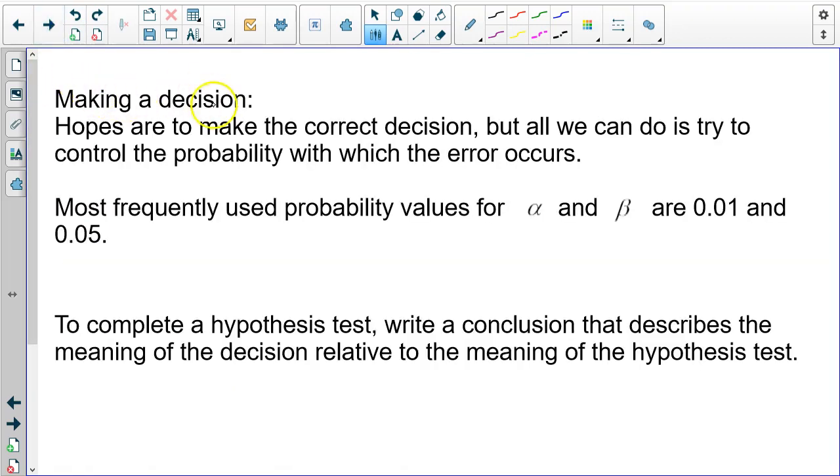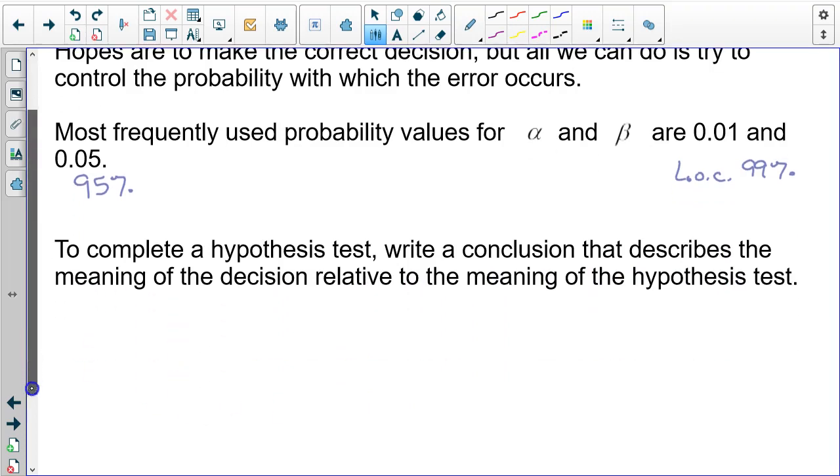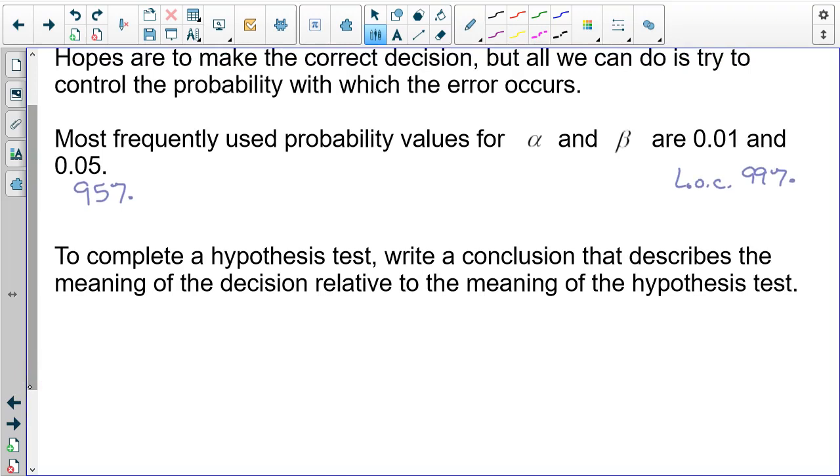A couple more things and we're done. Making a decision. Our hopes are to make the correct decision, but all we can do is try to control the probability with which the error occurs. There's always room for an error, right? So the most frequently used probability values for alpha and beta are 0.01 and 0.05. We try to keep those as small as possible because that's our probability of making the error, right? And that makes our level of confidence bigger, right? Because if alpha is 0.01, then our level of confidence is what? So they go hand in hand, okay? And then this one, it would be 95%. To complete a hypothesis test, you write a conclusion that describes the meaning of the decision relative to the meaning of the hypothesis test. So, 1, write your decision about the null, and then 2, write your conclusion using your level of significance and your alternative, okay?